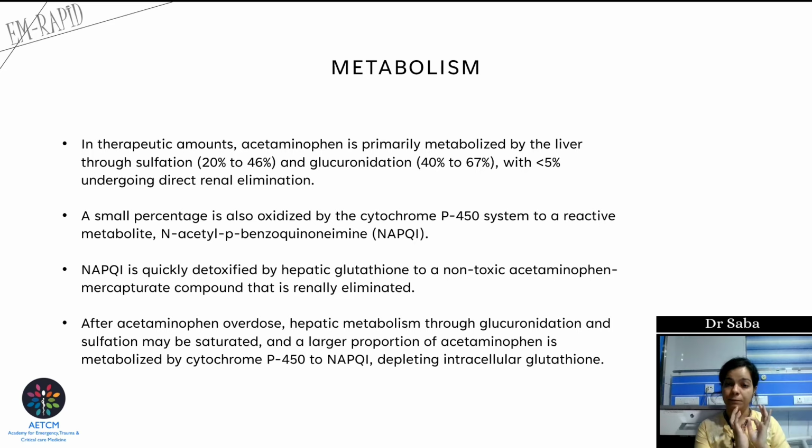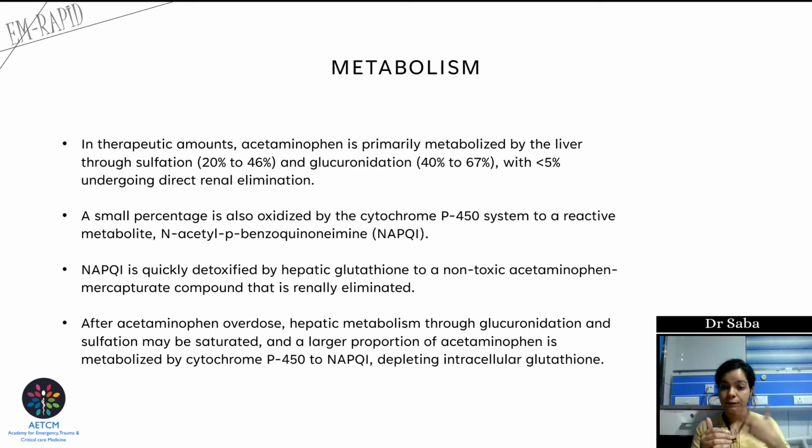acetaminophen being primarily metabolized by the liver through sulfation and glucuronidation. A small percentage of it gets excreted through the kidneys. Another small percentage will get oxidized by the cytochrome P450 system to a reactive metabolite, that is NAPQI. Now, NAPQI gets detoxified by the hepatic glutathione to a non-toxic acetaminophen mercapturate compound, which is eliminated through the kidneys. Now, all of this happens in therapeutic concentrations.